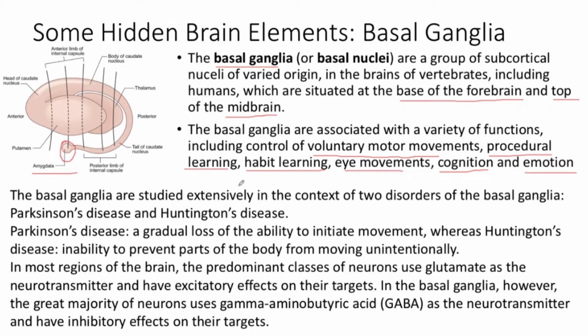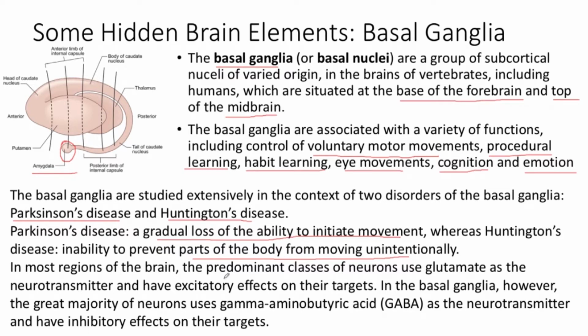So what happens if the basal ganglia does not work? Then you get two different types of disorders, Parkinson's disease and Huntington's disease. In Parkinson's disease, you have a gradual loss of the ability to initiate movement, whereas in Huntington's disease, you are unable to prevent parts of the body from moving unintentionally. That's Huntington's disease. This is in fact a very fatal disease.